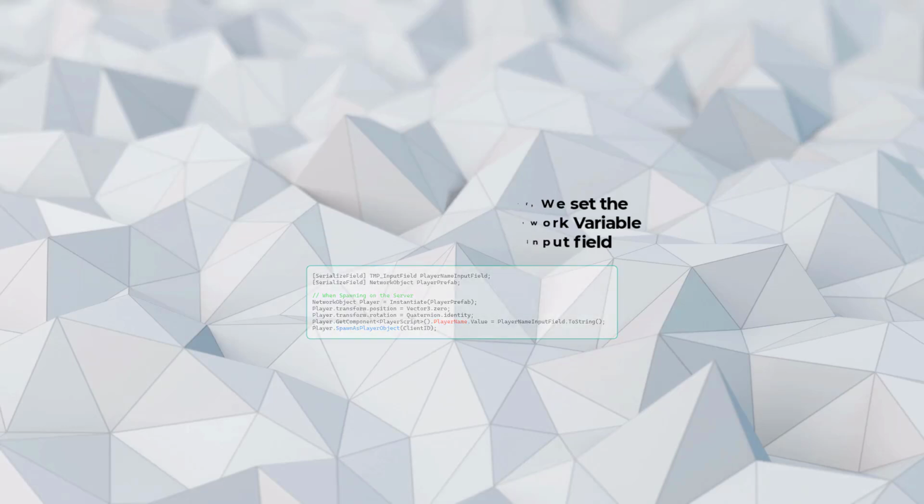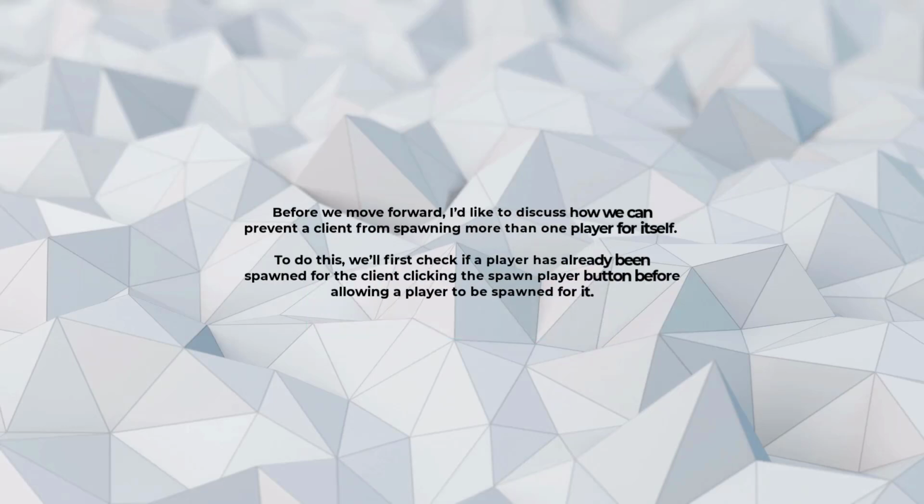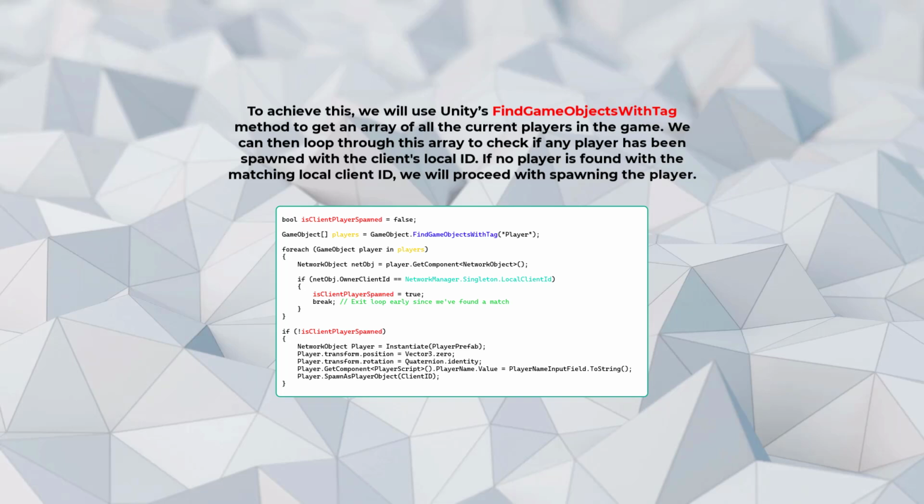Before we spawn the player, we set the value of the player name network variable to the text entered in the input field. Before we move forward, I'd like to discuss how we can prevent a client from spawning more than one player for itself. To do this, we'll first check if a player has already been spawned for the client clicking the Spawn Player button before allowing a player to be spawned for it.